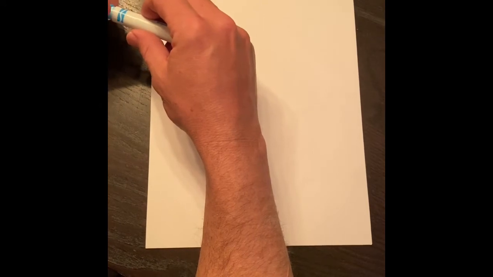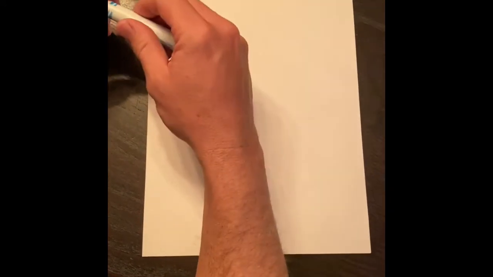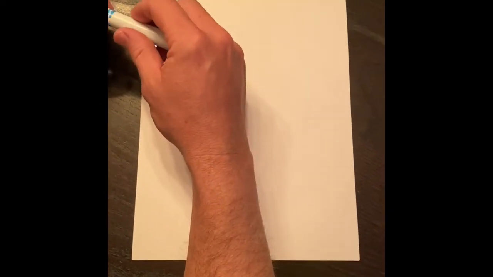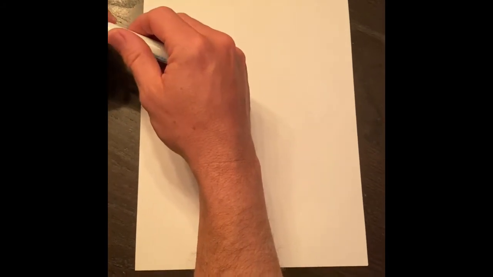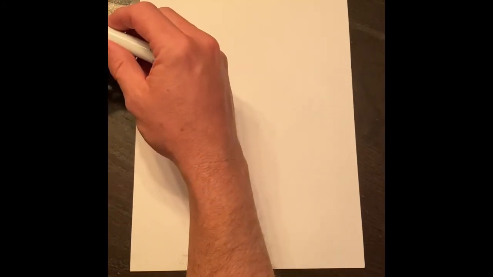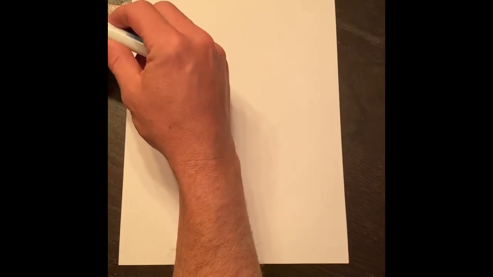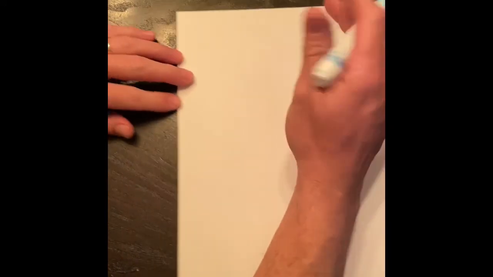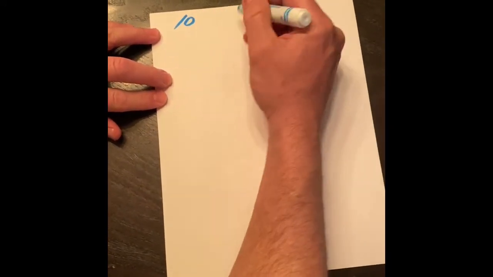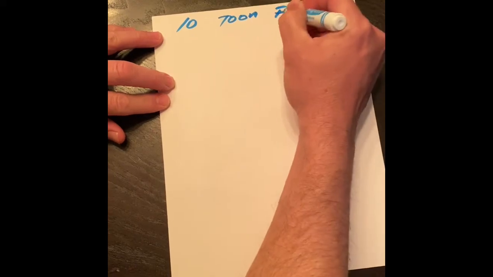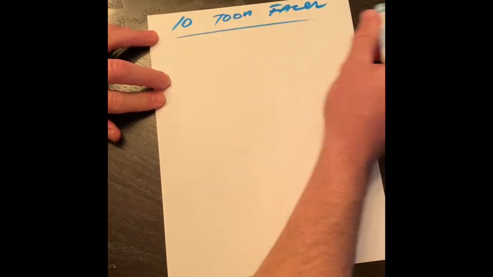Ears are usually pretty standard unless there's a reason that they're big. And a big mouth usually with either no teeth or a few teeth. Just depends on what the artist is trying to do. And then always lines for expression. So you guys are going to be responsible for doing 10 toon faces, okay?